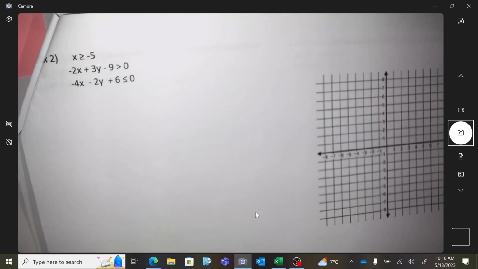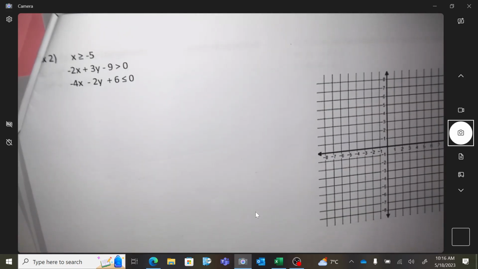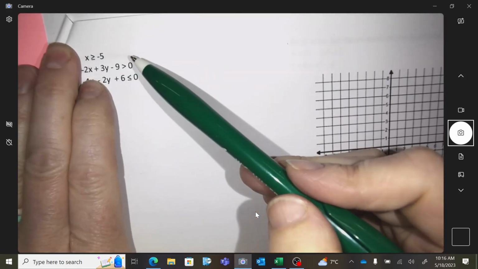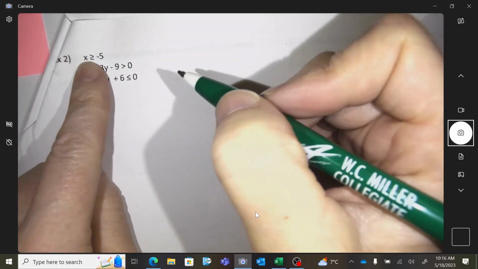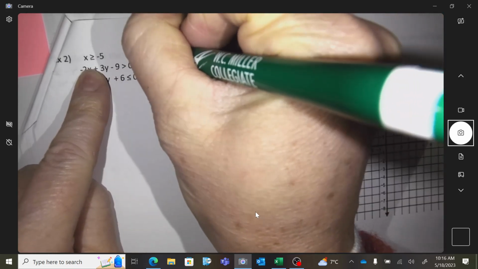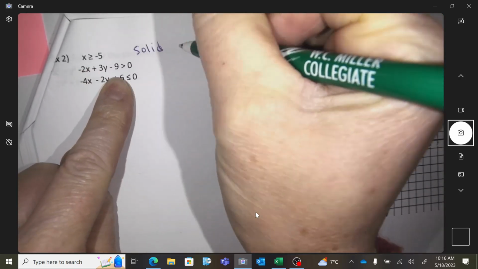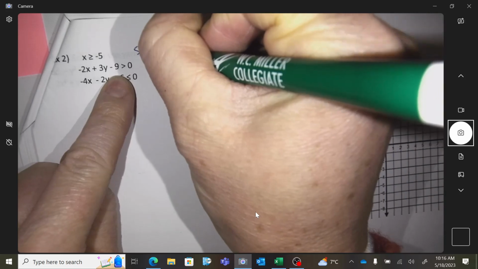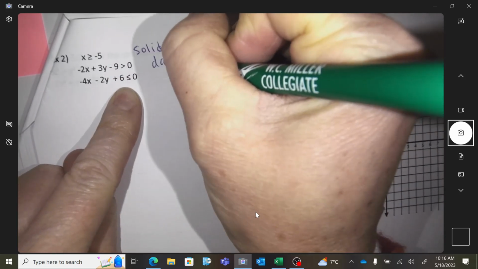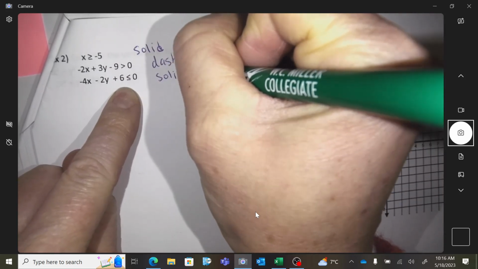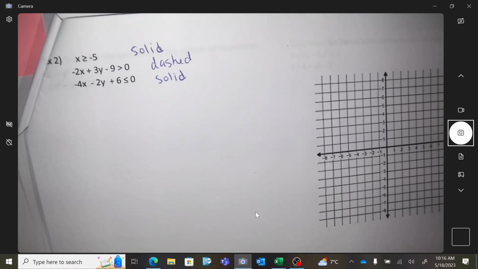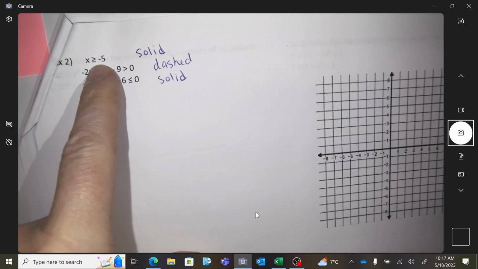Okay, ready? I'm gonna make you tell me, would this be a solid or a dashed? What do you think? Line 1. This would be a solid line. This would be a dashed. And this would be a solid. Okay, and the reason is, if it says it is allowed to be equal to it, you can be on it.